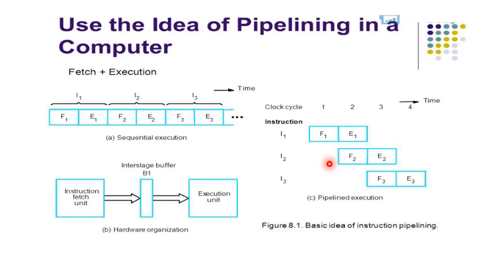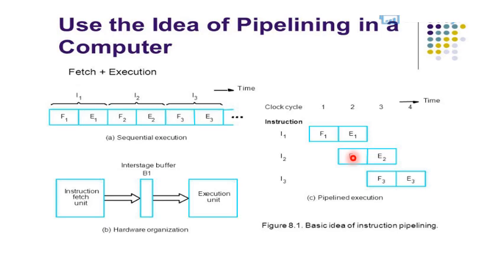The computer is controlled by a clock whose period is such that the fetch and execute steps of any instruction can be completed in one clock cycle. The operation of the computer proceeds as shown in the figure. In the first clock cycle, the fetch unit fetches an instruction I1, that is step 1, and stores it in the buffer B1. At the end of the clock cycle, in the second clock cycle, the instruction fetch unit proceeds with the fetch operation for the instruction I2, that is step 2.